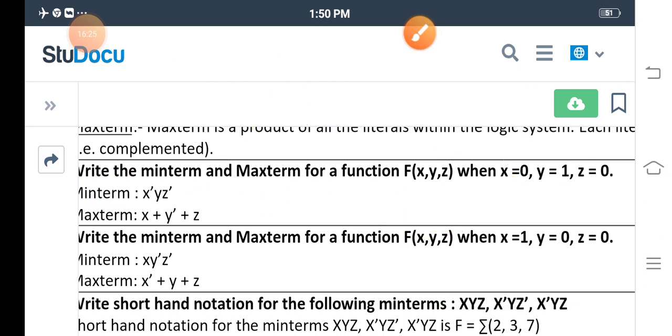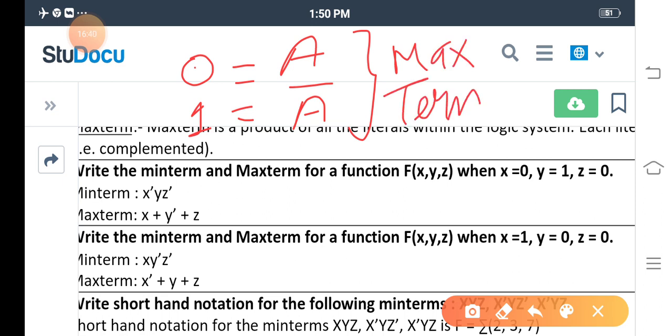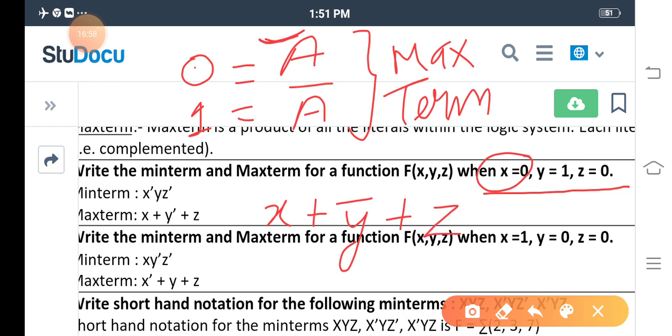Done. Now for the maxterm के case में 0 और 1, 1 is represented by a complemented variable and 0 is uncomplemented in case of maxterm, because minterm is opposite of maxterm. So if I want to generate the maxterm for this combination, so it will be what? See, x 0 है तो मतलब simple variable. ठीक है. So x plus, y 1 है तो complemented variable and z 0 है तो simple. Right? So x plus y bar plus z.